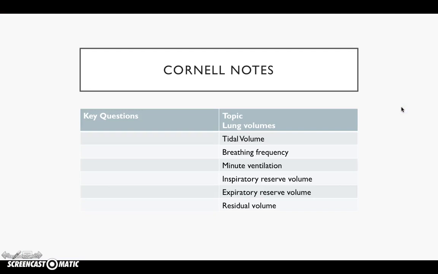So for your corner notes, I want you to put these key terms down, please. Tidal volume, breathing frequency, minute ventilation, inspiratory reserve volume, expiratory reserve volume, and residual volume. Now, for minute ventilation, you're going to see it as pulmonary ventilation on this screencast, okay? It can also be termed minute ventilation, so that's something you're just going to have to be aware of.